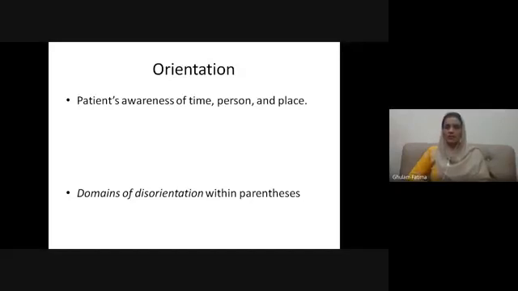So these are the very basic questions to know whether the patient is aware of the time, person, and place, or the patient is totally disoriented. So this is a part of checking orientation.